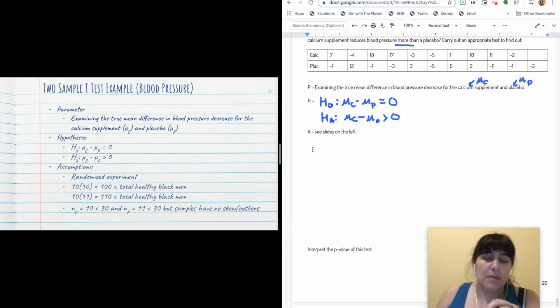Second, I have to check my 10% condition. So that's 10N, 10 times the sample size, and I want that to be less than the population. If you look over here to the left, this one at the top is for the calcium group because there were 10 people in that group. So 10 times 10 is 100, which is definitely less than the total number of healthy Black men, which is the population for this study. And then this second one here is for the placebo. There were 11 people in the placebo group. That's 10 times 11, which is 110. Again, less than the number of total healthy Black men in this population.